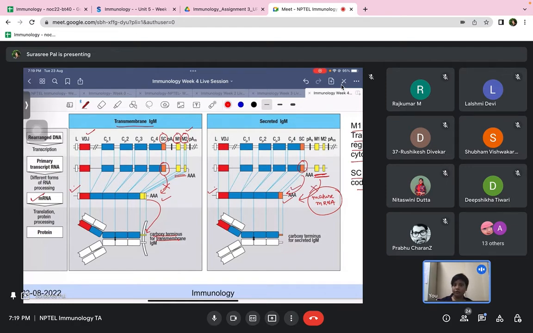So depending on whether the M1 and M2 is present or absent, and also whether the SC region, the secretion coding region, is present or absent, the IgM will either be transmembrane or be secreted, right? So if the secretion coding region is present, then it will be secreted, and the transmembrane regions have to be absent, and vice versa for the transmembrane IgM also.